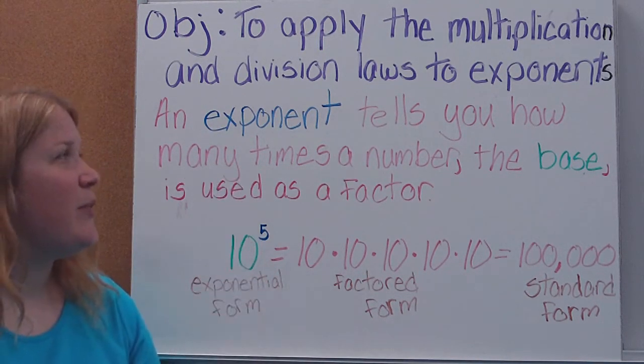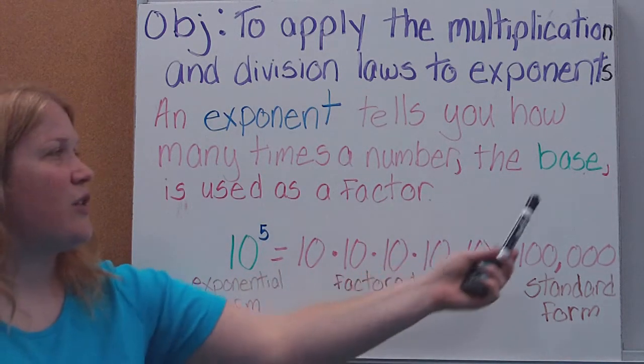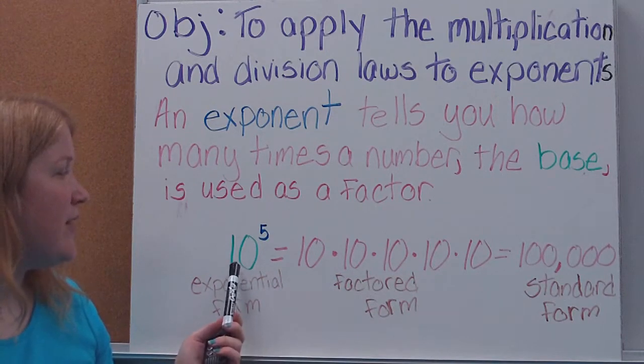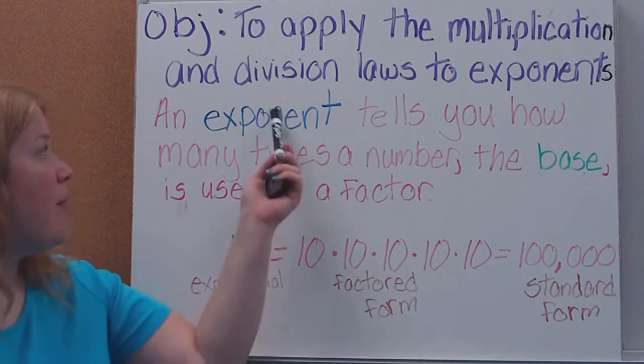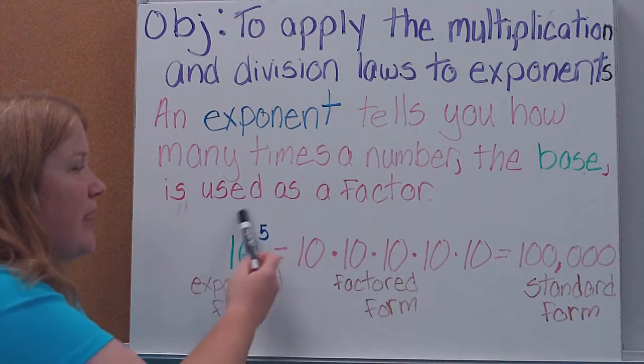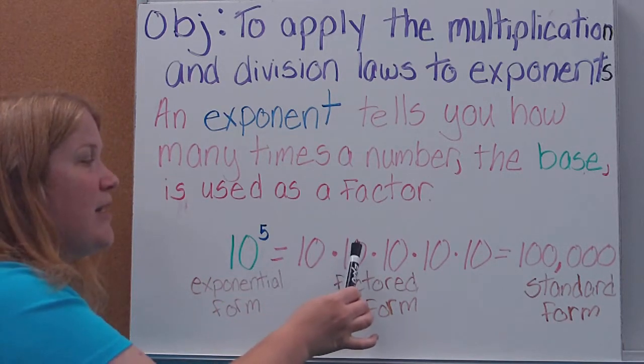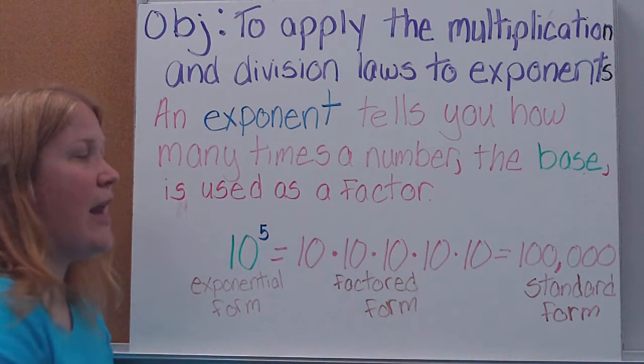An exponent simply tells you how many times a number, or the base, is used as a factor. You'll notice I color-coded this. Here my base is 10, so this is my factor. My exponent is 5. I wrote it out here. What I'm saying is I want to multiply 10, my base, 5 times: 10 times 10 times 10 times 10 times 10.